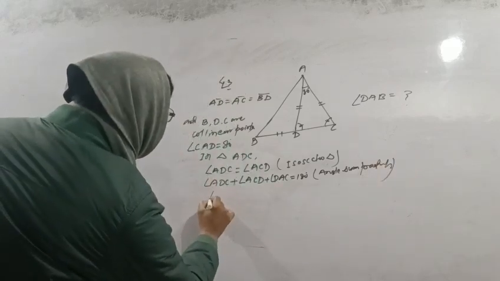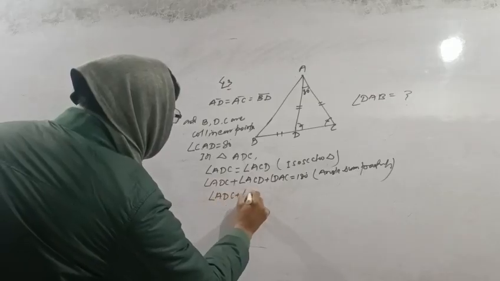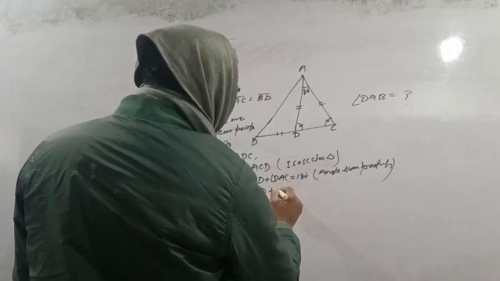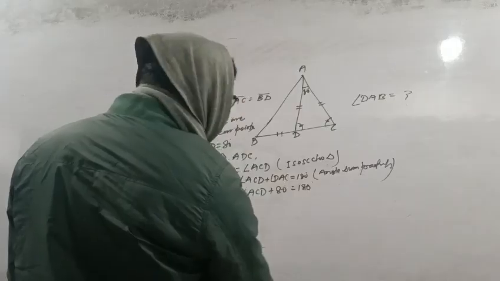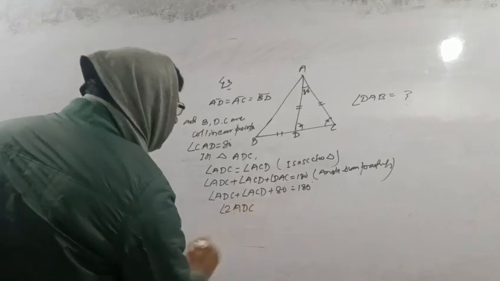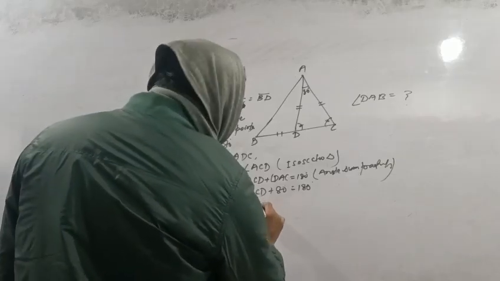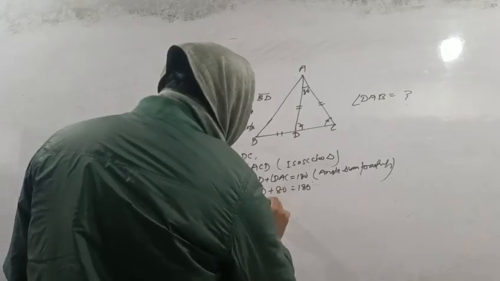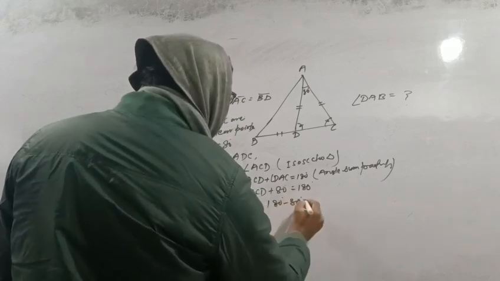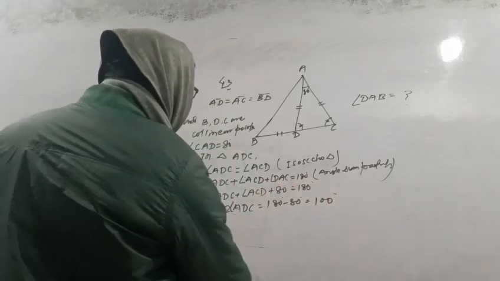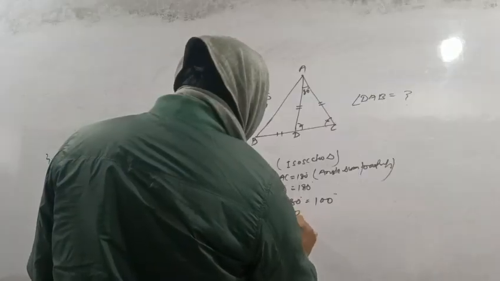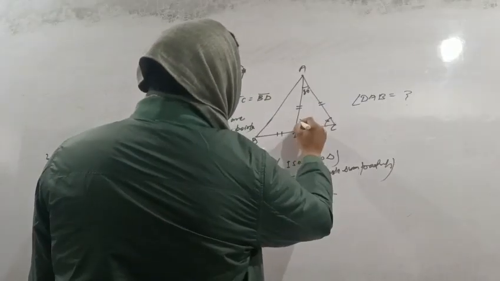So angle ADC plus angle ADC plus angle DAC is equal to 180 degrees. So 2 angle ADC is equal to 180 minus 80 degrees, which is 100 degrees. So angle ADC is equal to 100 divided by 2, which is 50 degrees.